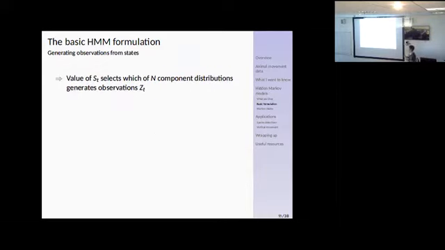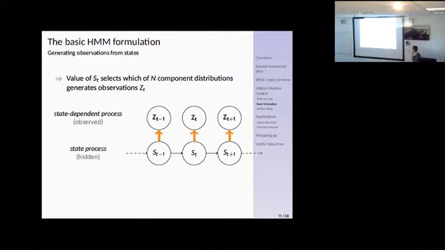So the value, let me bring up this picture. The value of S, the state, 1, 2, or 3, chooses which of the component distributions generates the observation that we have. When I first started using HMMs, this picture really confused me because in my mind, we observed this and wanted to know this, but this tells you about the structure that you're assuming. You're assuming that this exists, something you haven't observed and can't observe, and it gives rise to these observations that you observe.